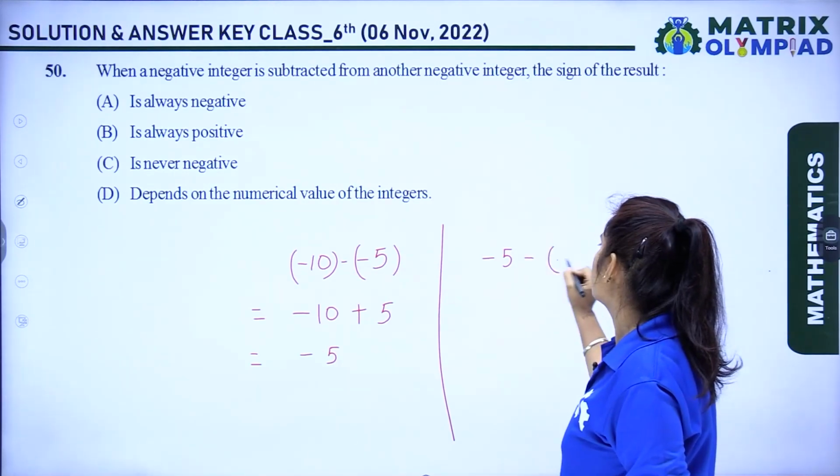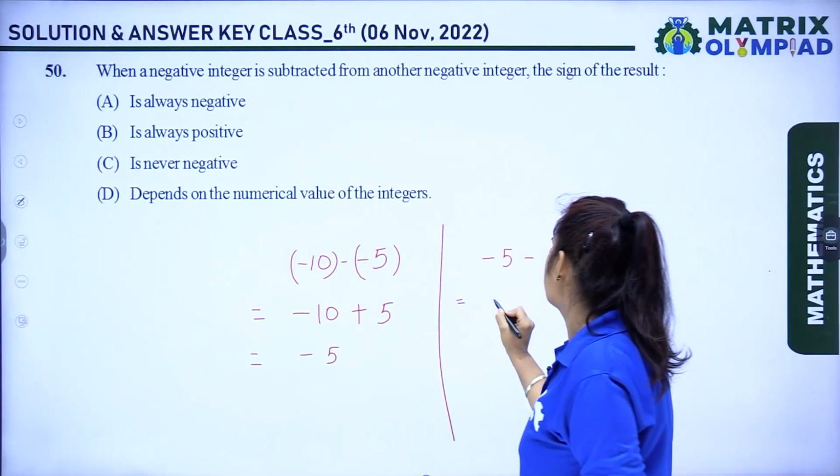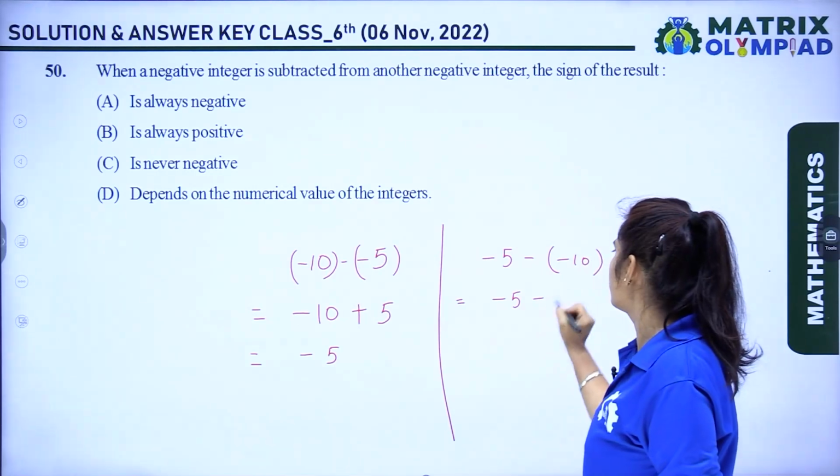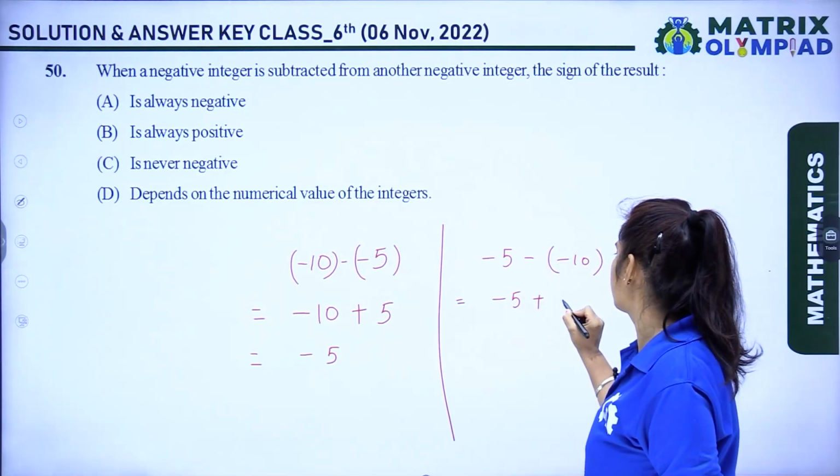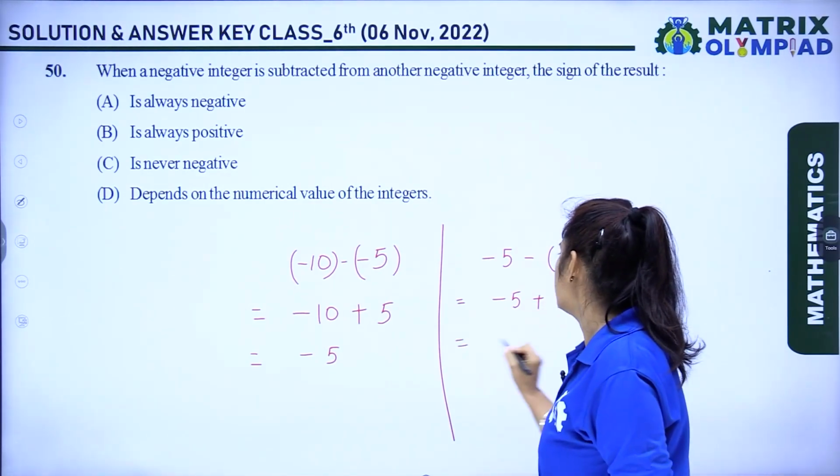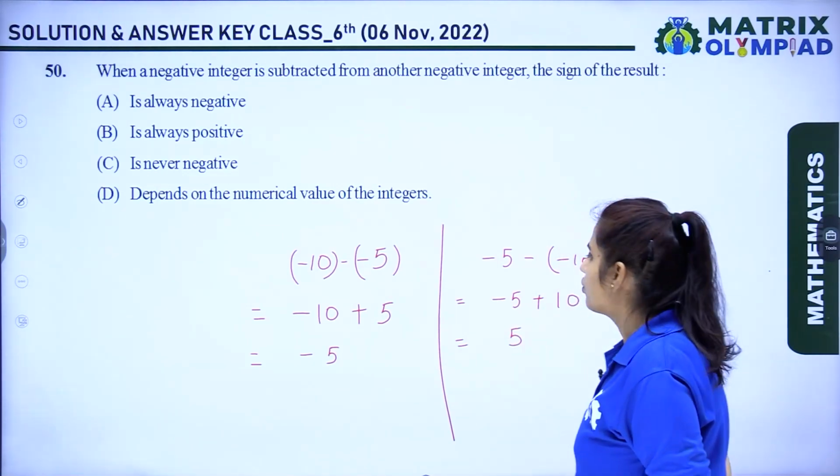Minus 5 minus minus 10. So here we have minus 5 minus minus, we will get plus 10. Here the answer will be 5.